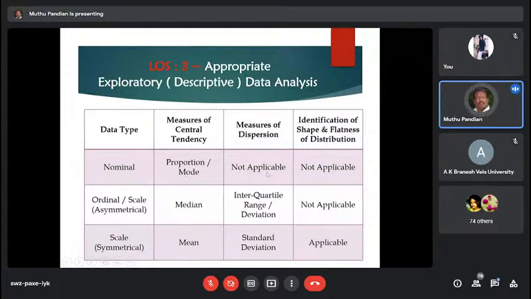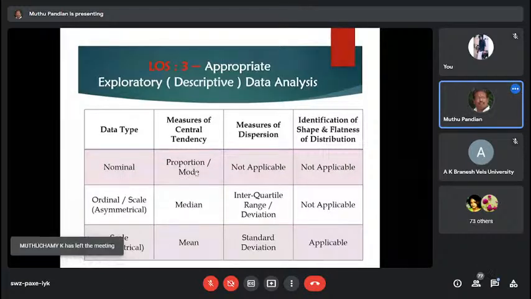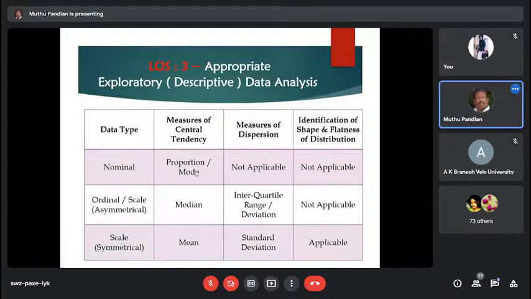Measures of dispersion are not applicable. Flatness, kurtosis and skewness are not applicable. So for nominal data, you should calculate only the mode, or otherwise the proportion. Proportion means ratio out of the total. For example, out of 100 participants, 40 are male and 60 are female, so 40% and 60%. That is the only thing you calculate for nominal data in exploratory data analysis.